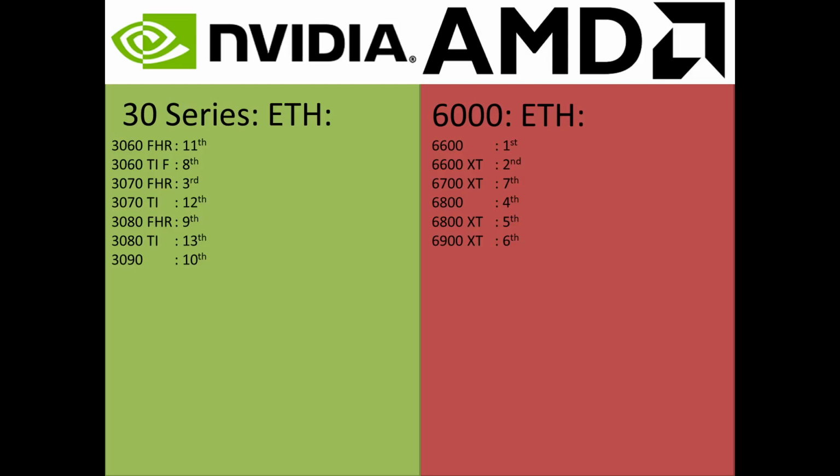The most efficient GPU here being the 6600, then 6600 XT, and the least efficient being the 3080 Ti, then 3070 Ti.